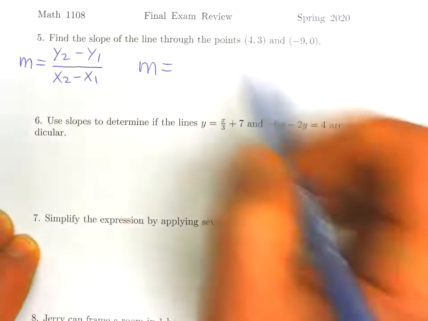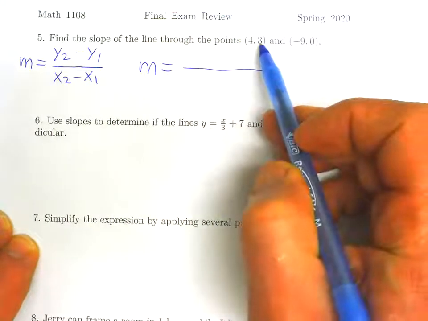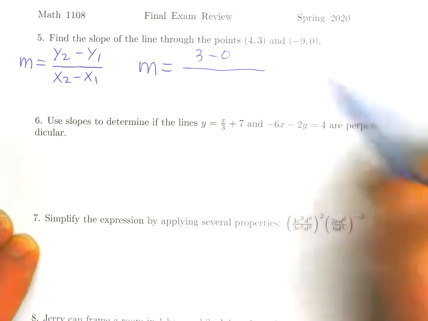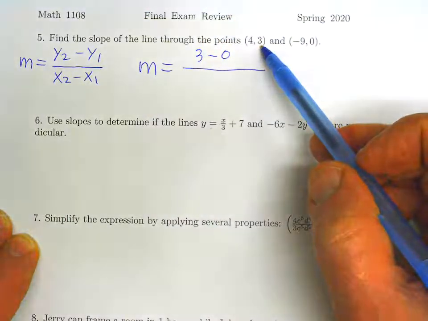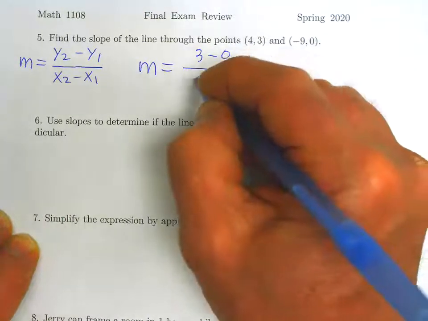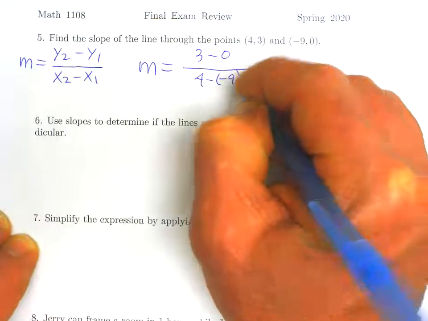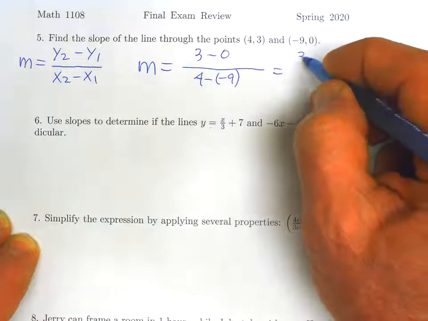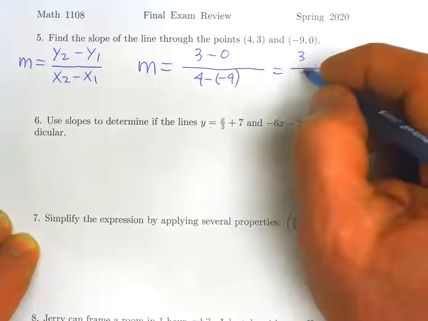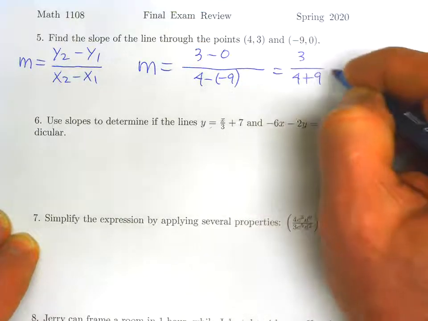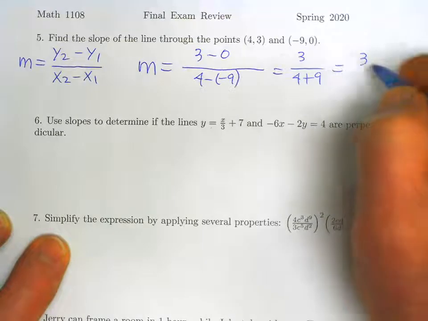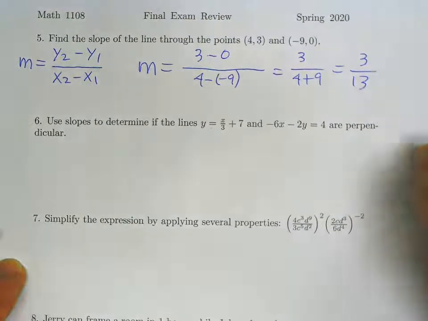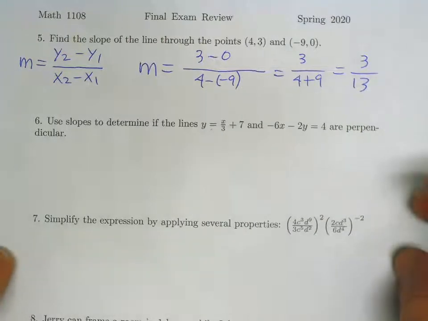So I'll just start with 3 minus 0 in the numerator. And then I have to pick 4 minus negative 9 for the denominator. And then do the arithmetic. 3 minus 0 is 3. 4 minus negative 9 is 4 plus 9. And so the slope of the line is 3/13.